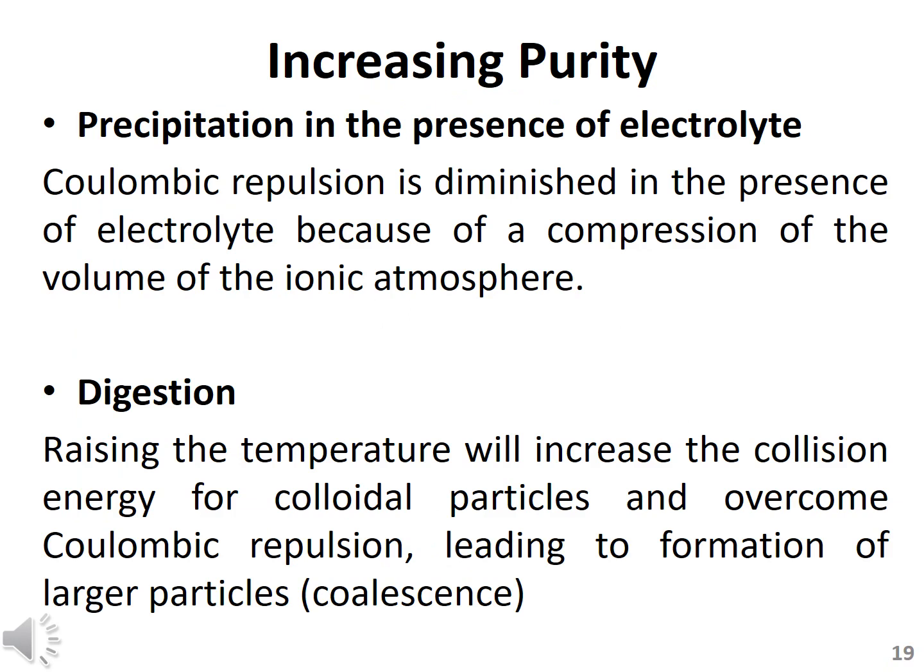Another method to increase the purity of the precipitate is precipitation in the presence of electrolyte. Coulombic repulsion, which is due to electrostatic charges, is diminished in the presence of electrolyte because of a compression of the volume of the ionic atmosphere.